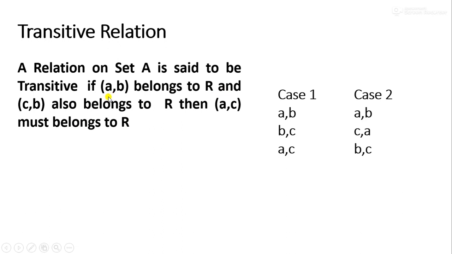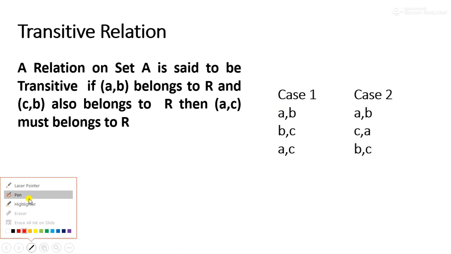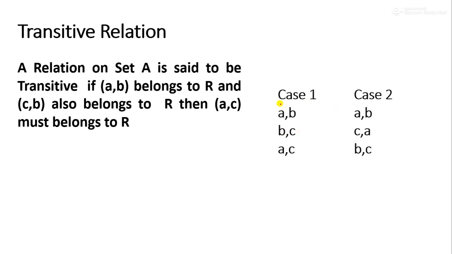Here in transitivity we need to check two conditions. First is (a, b) belongs to R, and then if we have another pair like (b, c), only then do we need to check for (a, c). If we don't have such a condition, then we don't need to check for transitivity, and by default our relation will be transitive. We need to check for transitivity in two cases. Here I have written case 1 and case 2. These are the two cases where we need to check for transitivity.